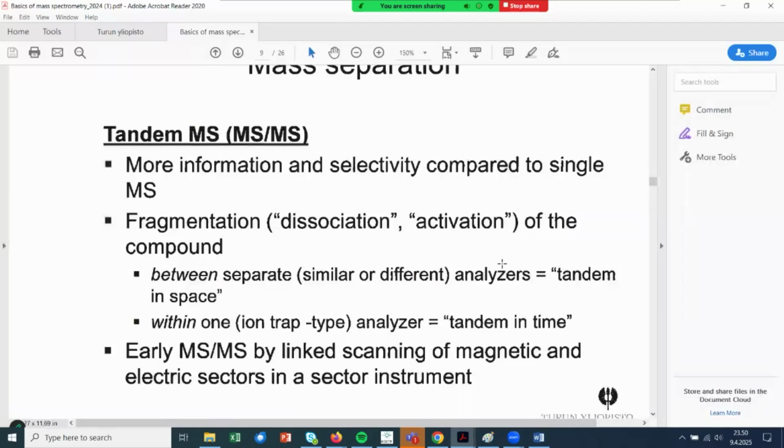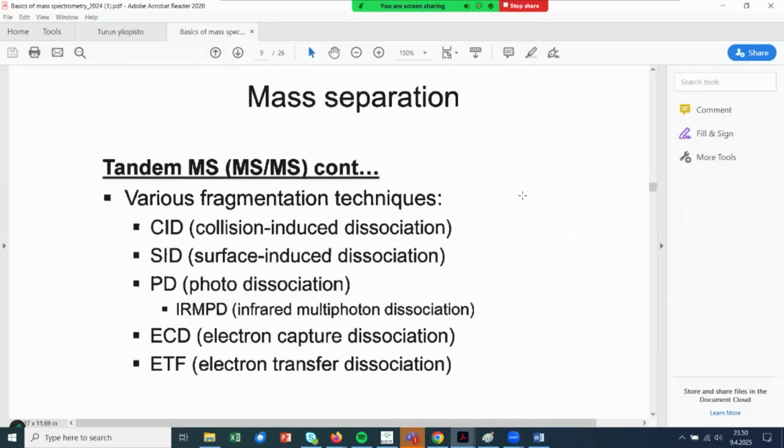Okay, so the fragmentation often takes place in between separate analyzers, like two quadrupoles: the first quadrupole, and then another quadrupole after the fragmentation step. There are different fragmentation techniques, but by far the most common is collision induced dissociation, where we fragment the precursor ions with inert gas. Typically, it's either nitrogen or argon.